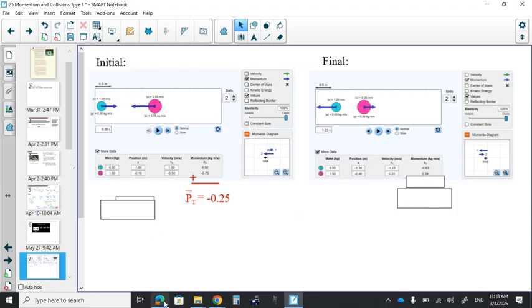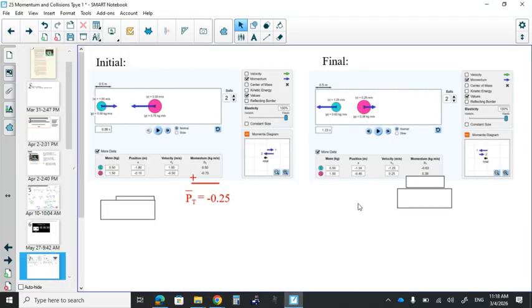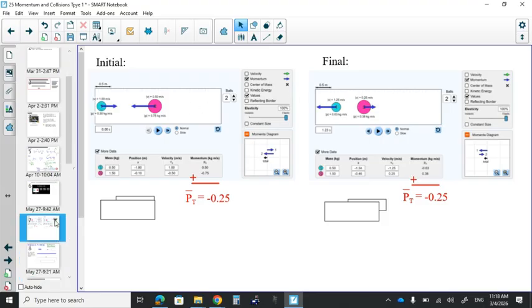And then afterwards, let's press play here and pause after they've collided. And we've got momentums of negative 0.63 and 0.38. Add that up. What do you get? Well, we get negative 0.25 still. Okay, so initial momentum, final momentum, the simulation is showing it as well.